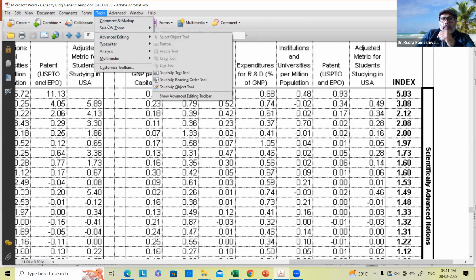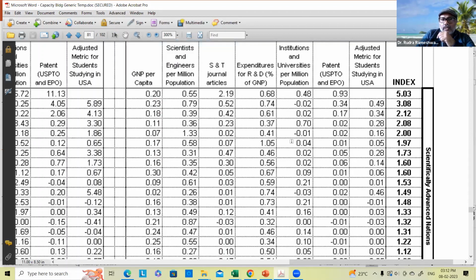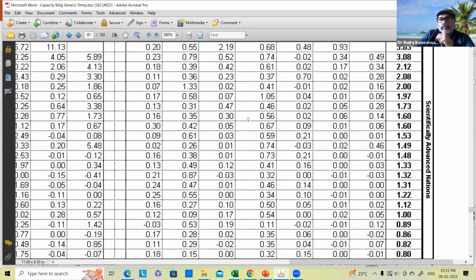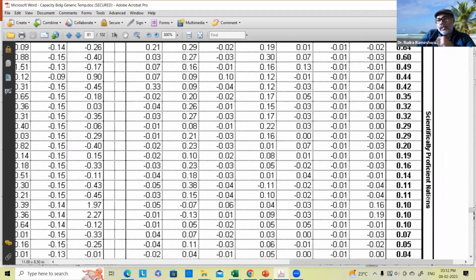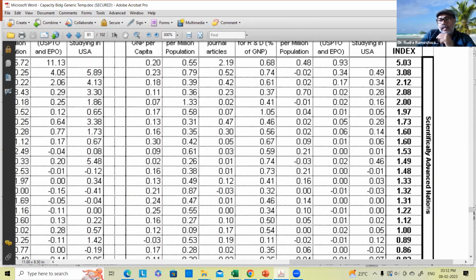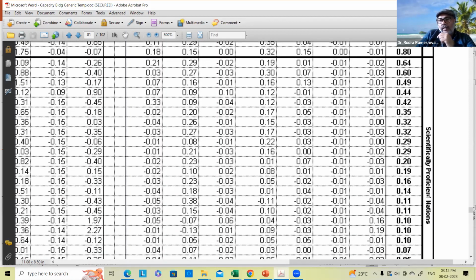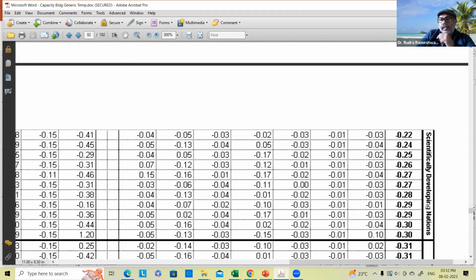Yes, just give me a few moments. I think I can use it. Let me check this. Yeah, I was talking about this. I think it is not reflecting, so that you can see. This data is related to scientifically proficient nations. These are scientifically advanced nations, because those who are doing a wonderful job are categorized as scientifically advanced nations. The other one is scientifically proficient nations, and the other is scientifically developing nations. The other category is also scientifically developing nations.